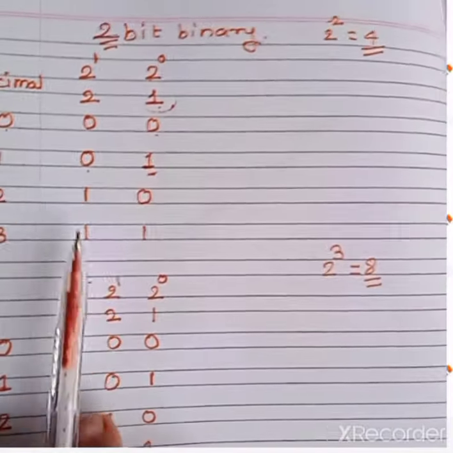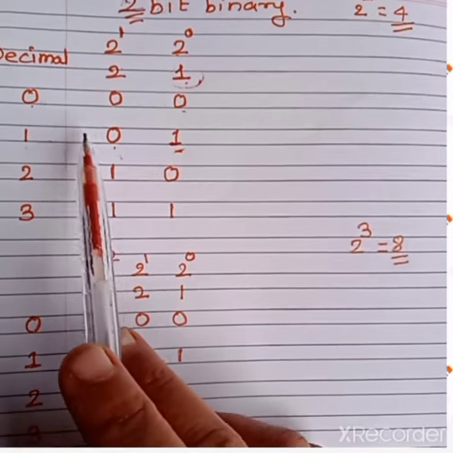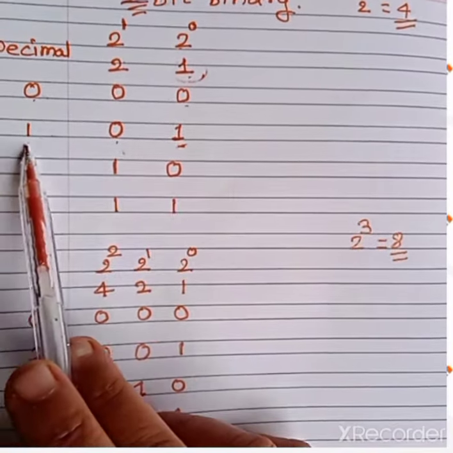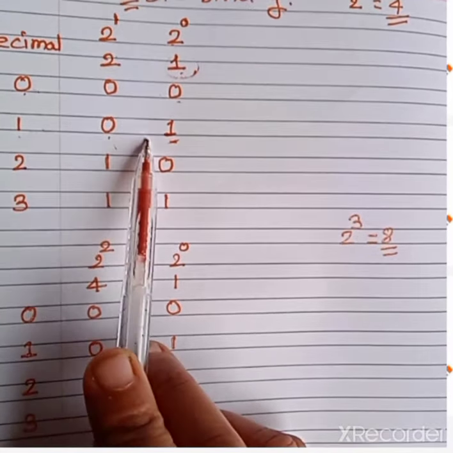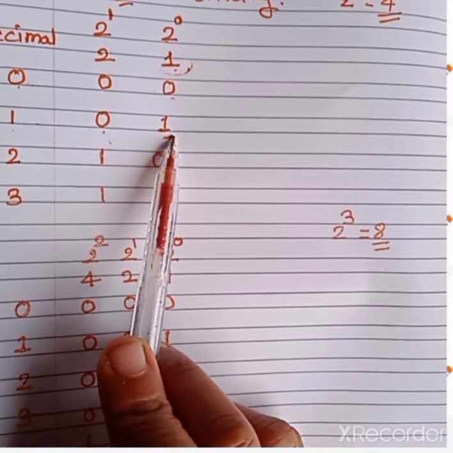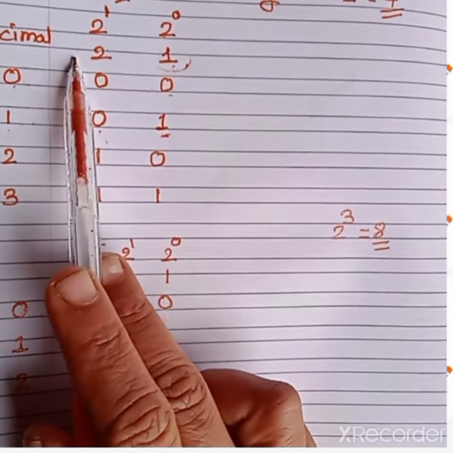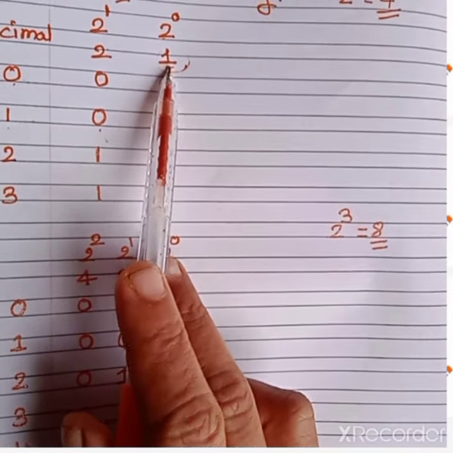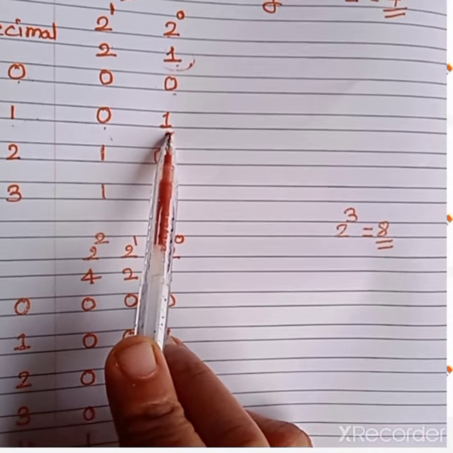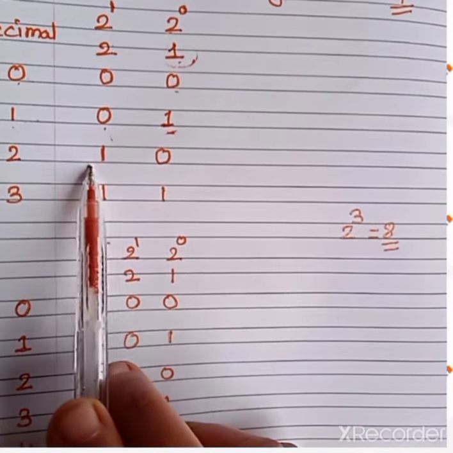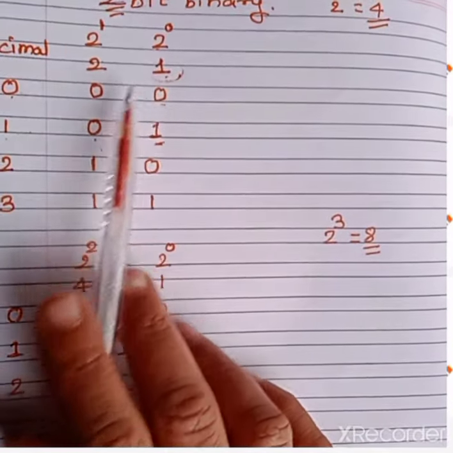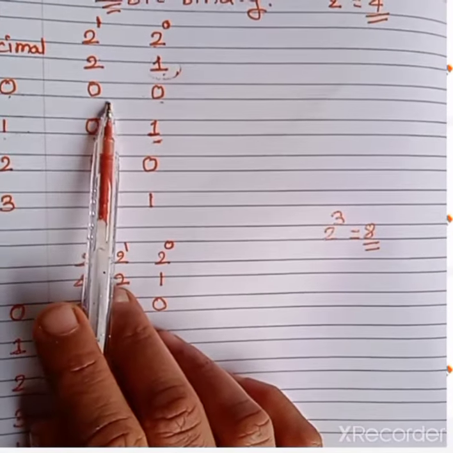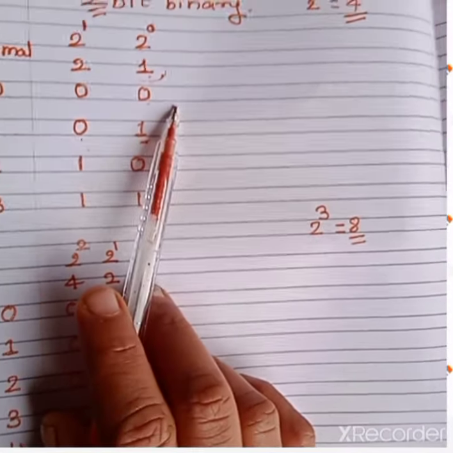See carefully, I have made only the weights which is equivalent to this decimal number. I have made 1 for the weightages. Looking here, if I want 1, I will make only this column 1. If I want 2, I will make this column 1. If I want 3, I will make both the columns 1. If I want 0, I will make both the columns 0.